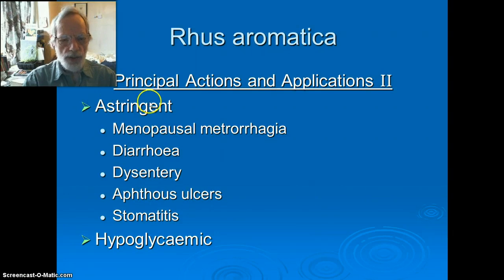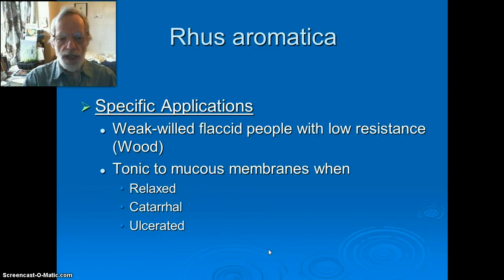More actions: general astringent, so useful for heavy periods around the menopause, in diarrhea and dysentery, aphthous ulcers. So these are suppurative ulcers of the gums, stomatitis, inflammation of the mouth generally, and it's also appreciably hypoglycemic. Matthew Wood has it applied for weak-willed, flaccid people with low resistance. So, like me, if I'm presented with a bar of chocolate, maybe. So maybe I should be taking sweet sumac to resist. I don't know. Tonic to the mucous membranes when they are over-relaxed, catarrhal, ulcerated.